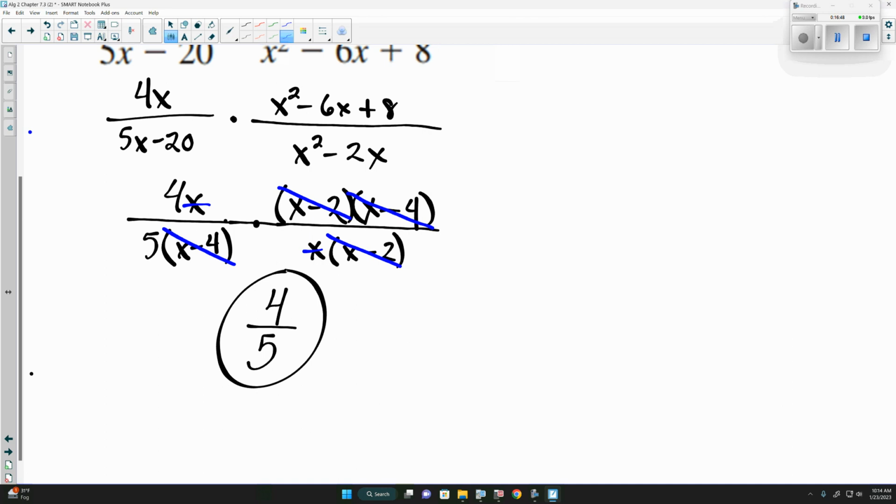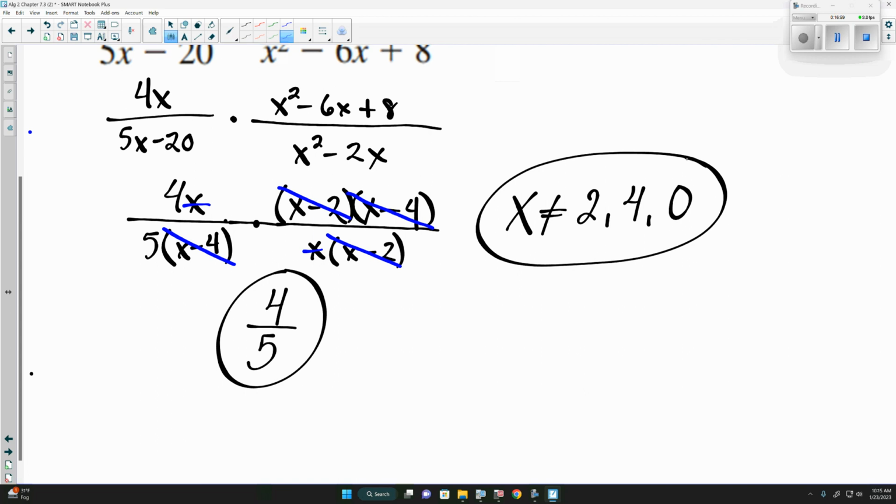And here, what are our restrictions? X cannot be 2, 4, and 0. Well, since we have x by itself, it's 0, because what's going to make the single x term be 0? 0. If we didn't have that, if this was, say, x plus 1 times x minus 2, then it wouldn't be there, because we don't have an x by itself.